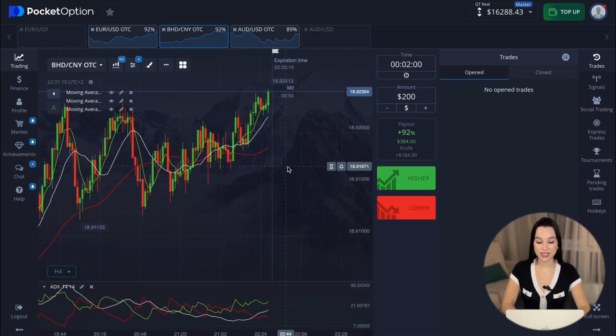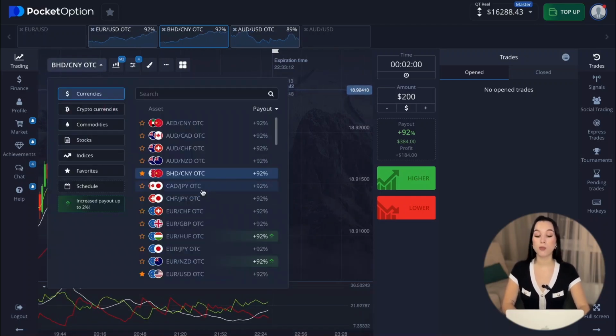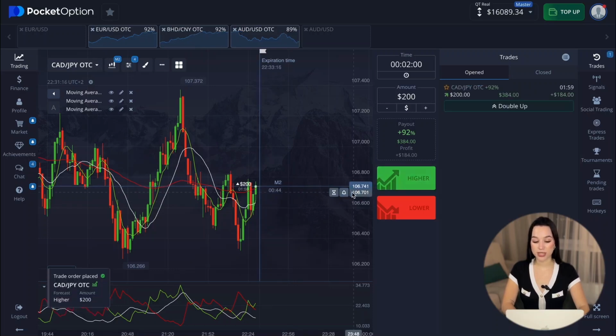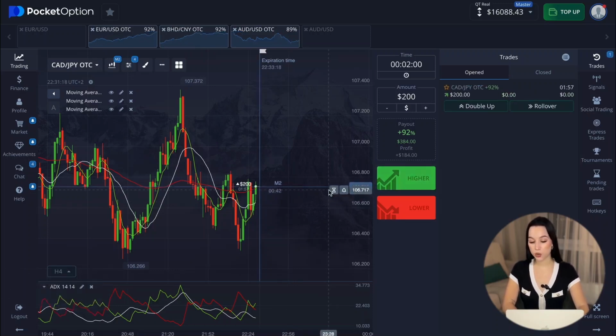Of course, we can analyze that. We can predict the future movement of the chart, but we will not be sure about this for 100%. So here I open a position for $200 up for 2 minutes.